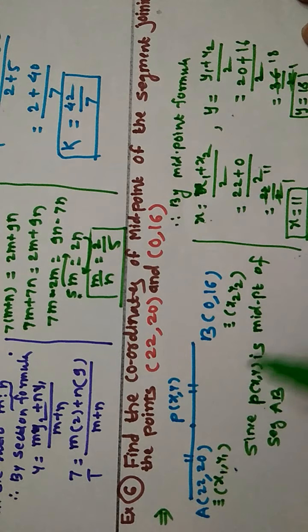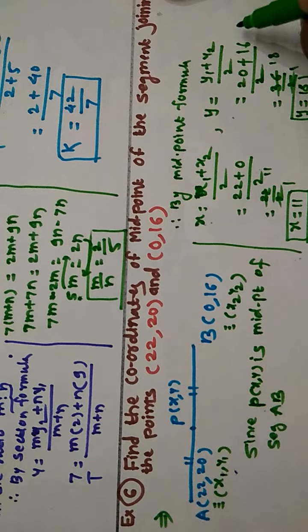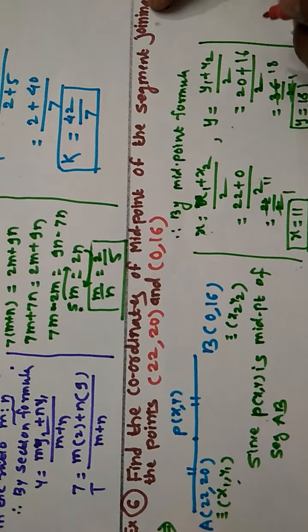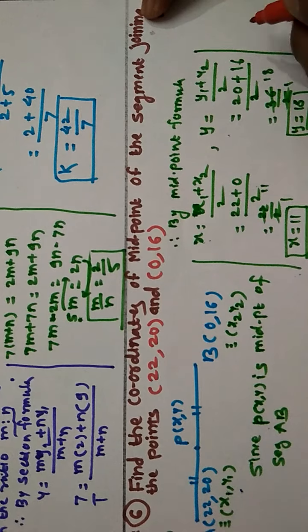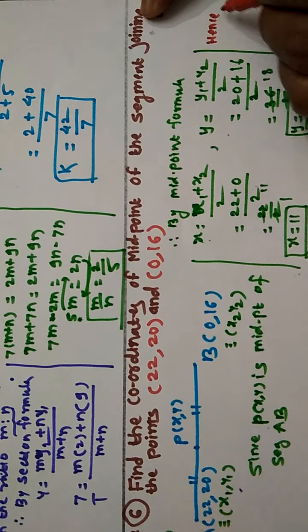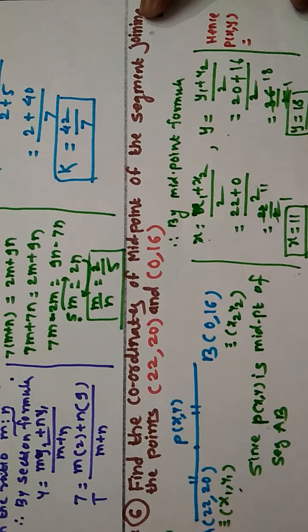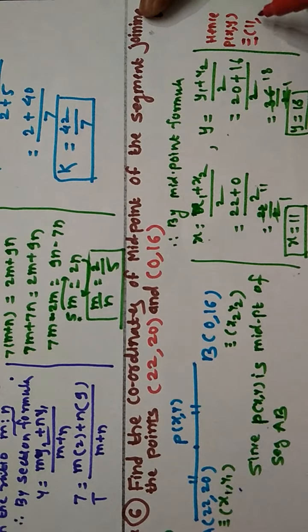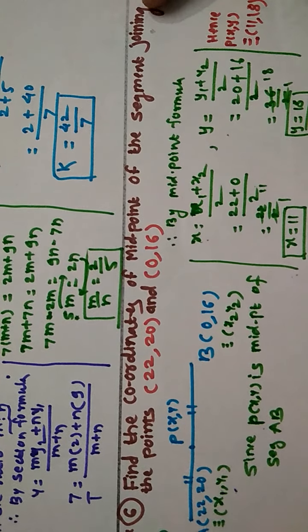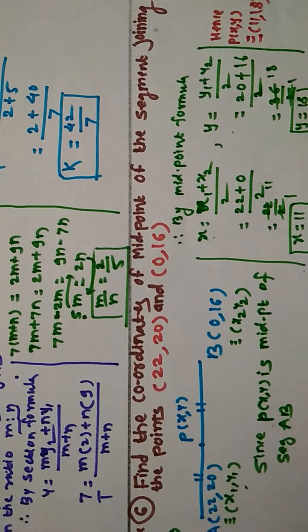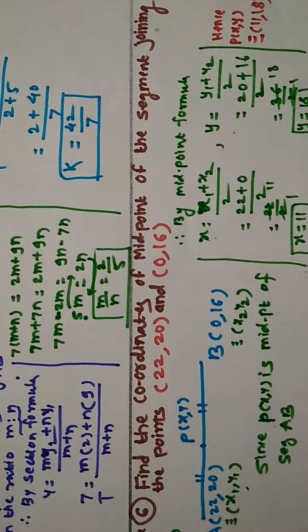Therefore the coordinates of P(x, y) are (11, 18). These are the examples based on the midpoint formula. Now in the next video we will see the centroid formula.